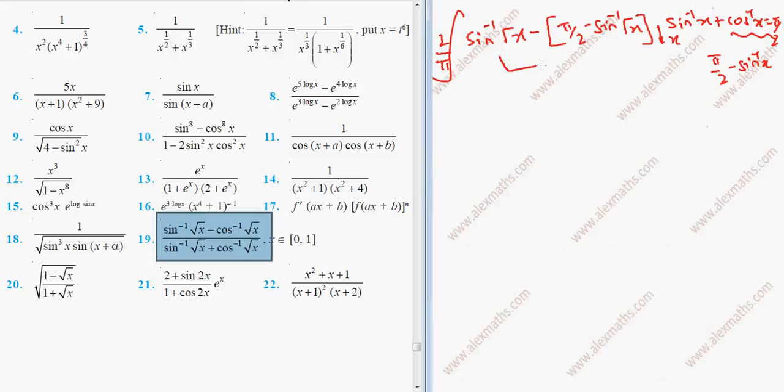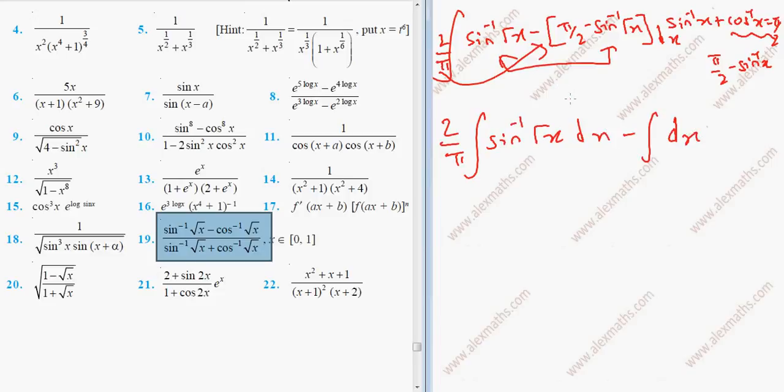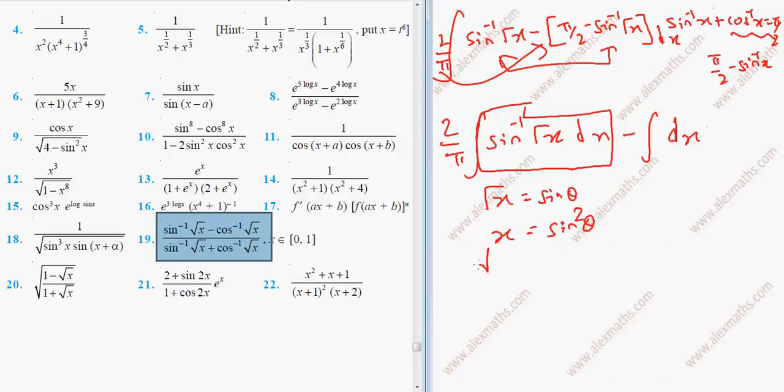Now this will become 2 times of sin inverse root x, integral sin inverse root x. Then if I split into 2 integrations, it is going to become only dx, because pi by 2 and 2 by pi will get cancelled. Now this alone I have to do substitution. I'll take root x is equal to sin theta. So x will become sin square theta. So dx will become 2 sin theta cos theta. Basically it is sin 2 theta d theta, isn't it? So 2 by pi as it is, integral.